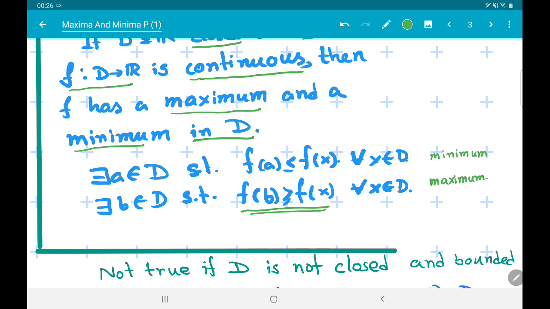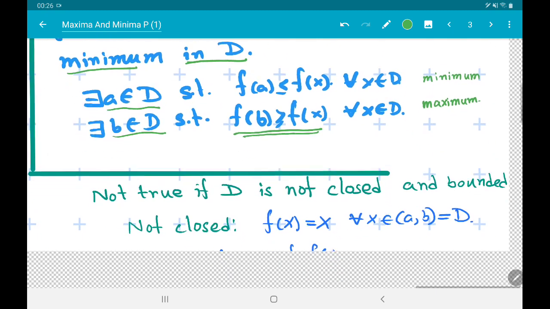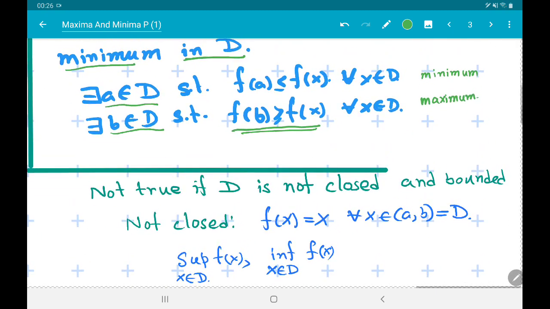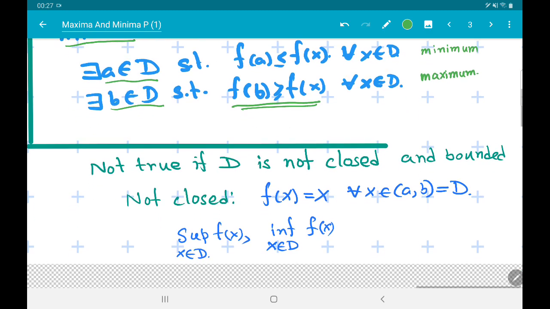Note that the important part is that A and B, these two elements, must lie in the set D, that is the domain of the function. So you may have also seen this in calculus 1 that if you remove the conditions of the subset D to be closed and bounded, then our assertion is not anymore true.